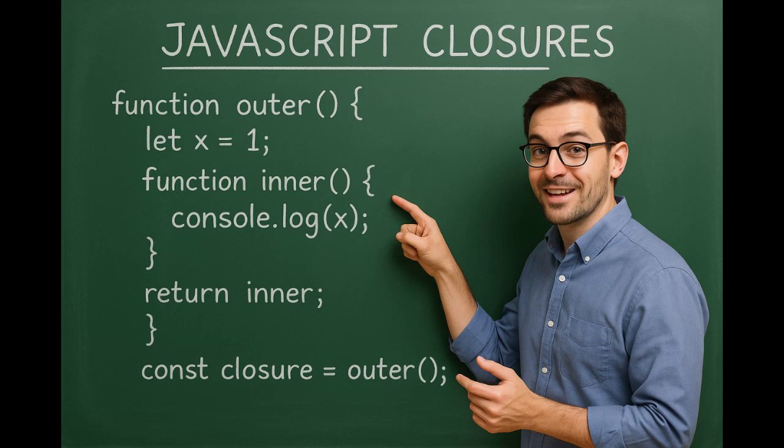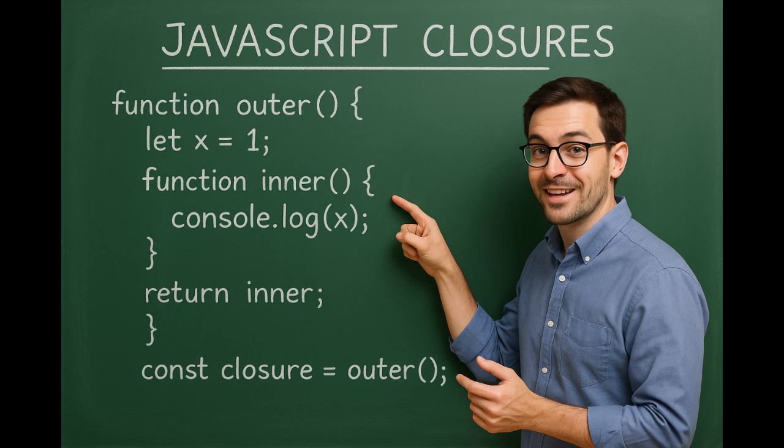So, what exactly is a closure? In simple terms, a closure is when a function remembers its lexical scope, even when that function is executed outside of its original scope. Here's a simple example. The inner function has access to outer var, even though outer has already finished executing. This is the closure in action. The inner function remembers the variables from its outer scope, even after it's been returned.